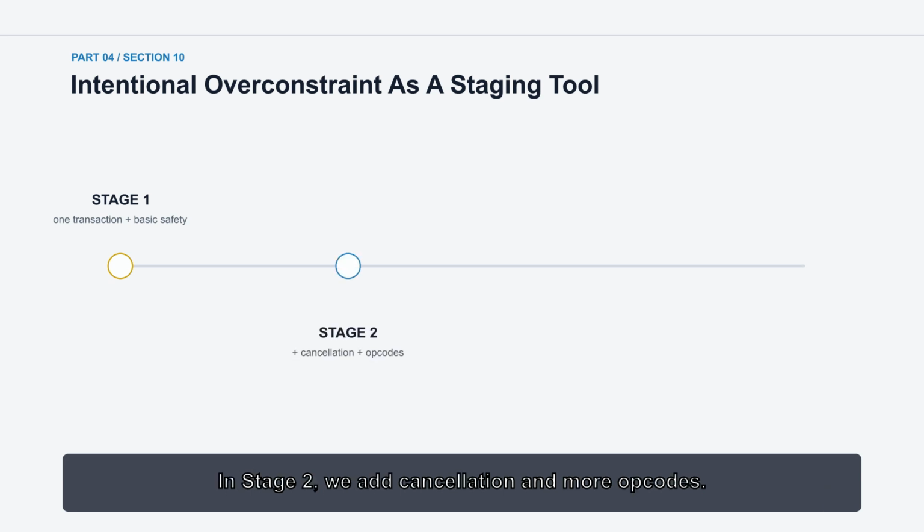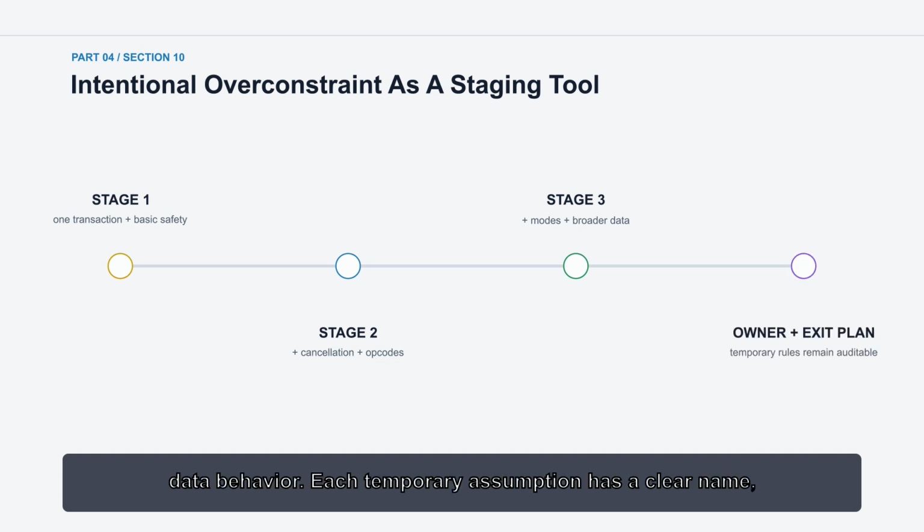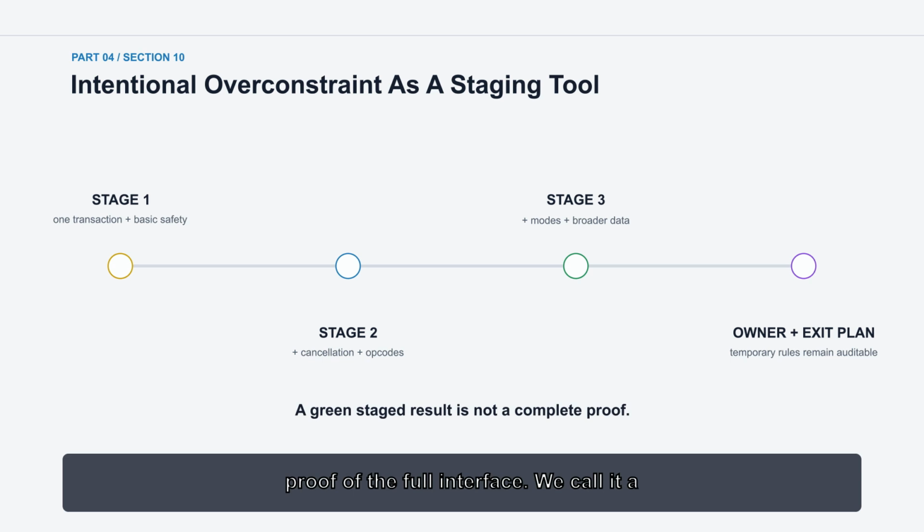In stage 2, we add cancellation and more opcodes. In stage 3, we restore optional modes and broader data behavior. Each temporary assumption has a clear name, owner, reason, affected features, and removal or discharge plan. We do not call stage 1 a complete proof of the full interface. We call it a scoped bring-up result.